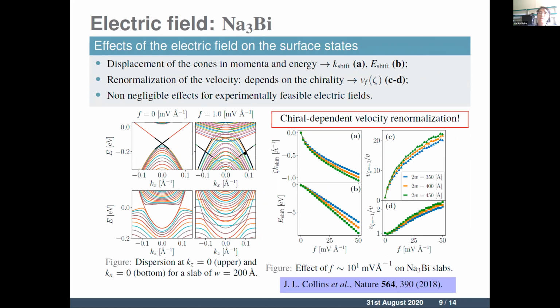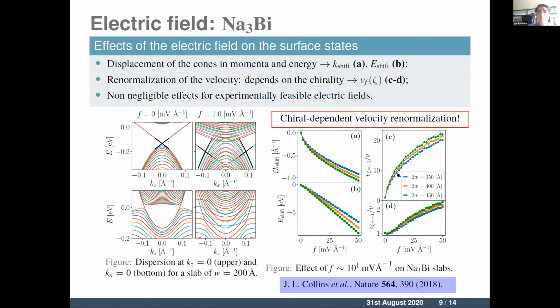Recent experiments in ultra-thin films performed by Collins et al., cited here at the bottom, have achieved electric fields of the order of a few volts per nanometer in samples of atomic width. In order to implement our proposal, we need slabs of hundreds of angstroms, and due to this estimated thickness, we expect that lower fields can be achieved. Even for electric fields one order of magnitude lower than the ones obtained by Collins et al., we found that the velocity renormalization is a non-negligible effect.